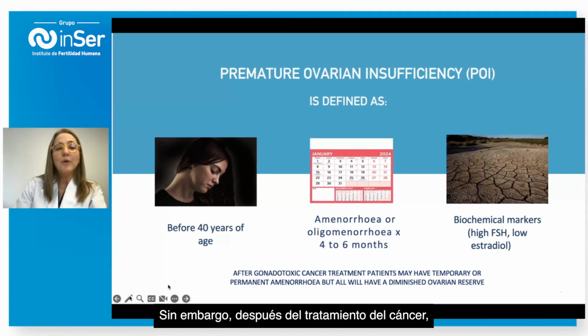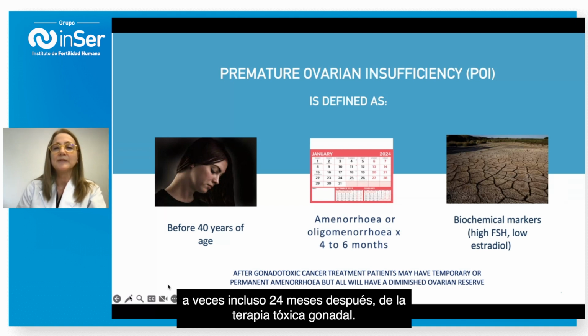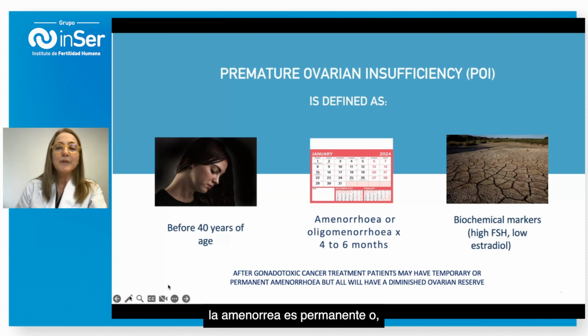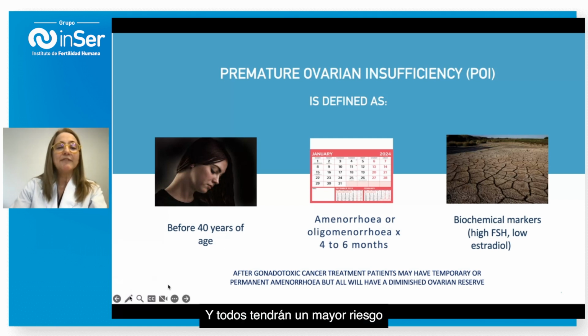of 40. However, after cancer treatment, many patients experience temporary amenorrhea that usually reverts in the first 12 months, sometimes even 24 months after gonadotoxic therapy. However, some patients will enter permanent amenorrhea. Regardless of whether this amenorrhea is permanent or temporary, all patients will have a diminished ovarian reserve compared to pre-treatment parameters, and all will have an increased risk of having a premature menopause.